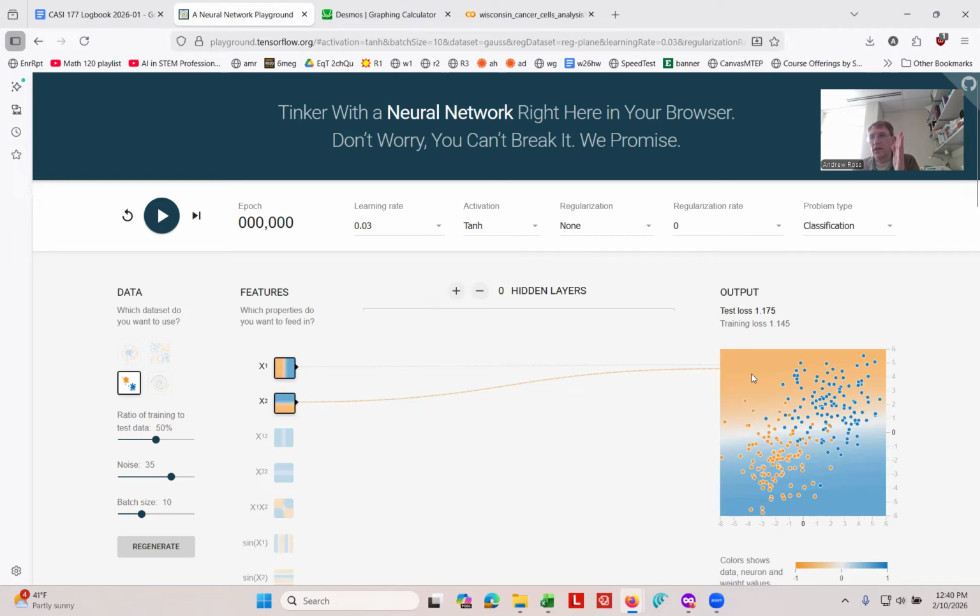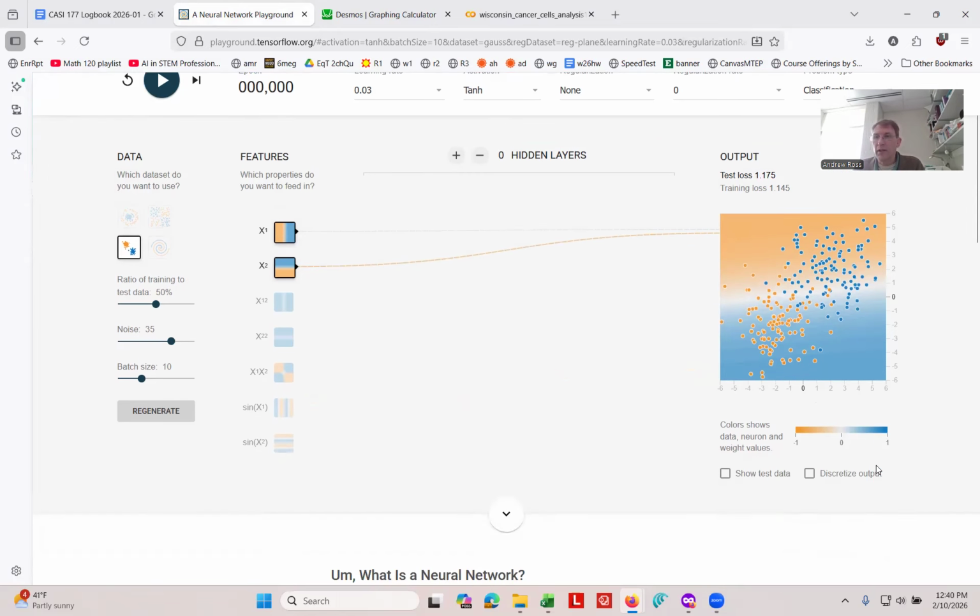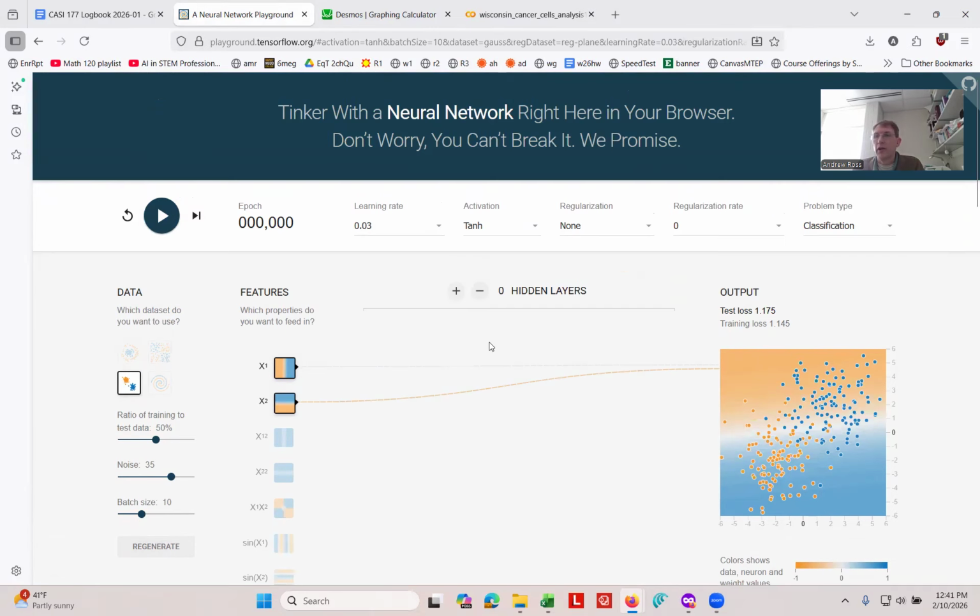In fact, the orange area it's highlighting is mostly for the blue dots, but that's because we haven't trained it yet. You can see it'll show the loss on the test set and the loss on the training set. We can ask it to show the test data as well. So you can see the test data and training data are basically in the same places, which is good. We want them to be fairly similar. We've got two things feeding in, and there's kind of an implicit neuron at the very end here. So that would be our logistic regression.